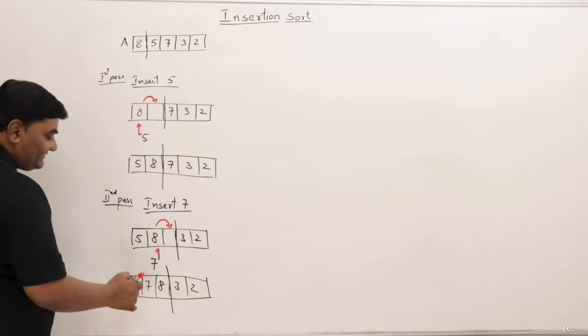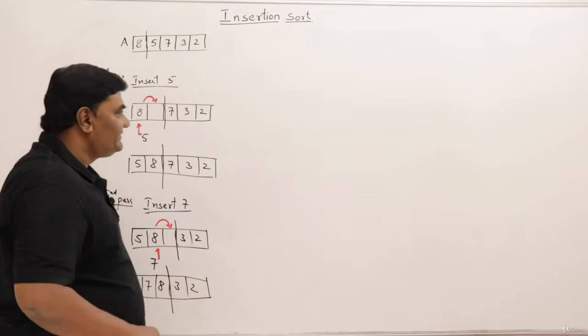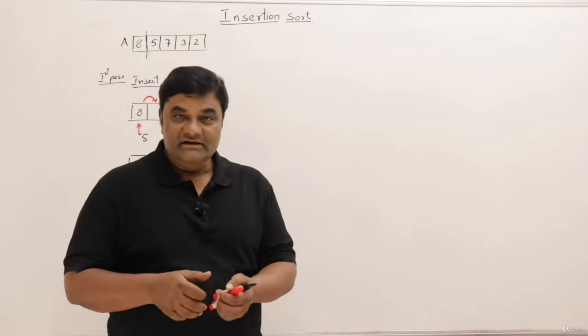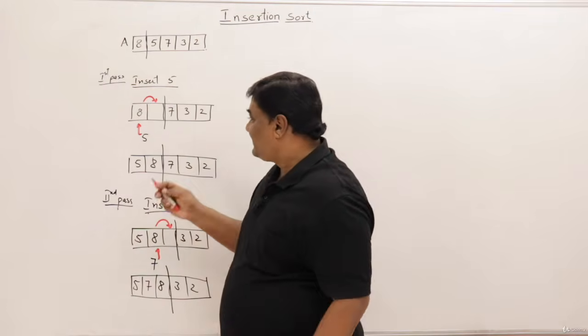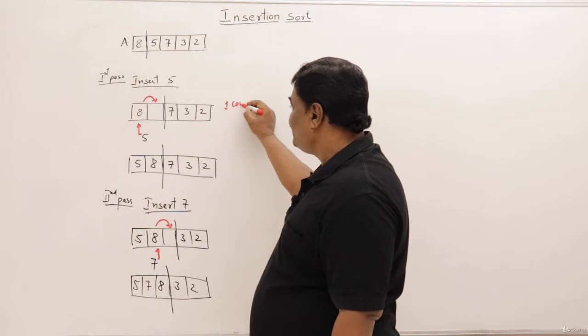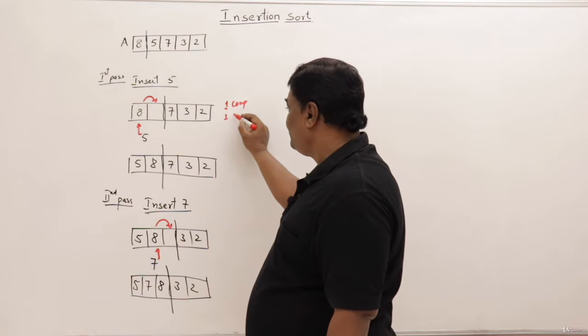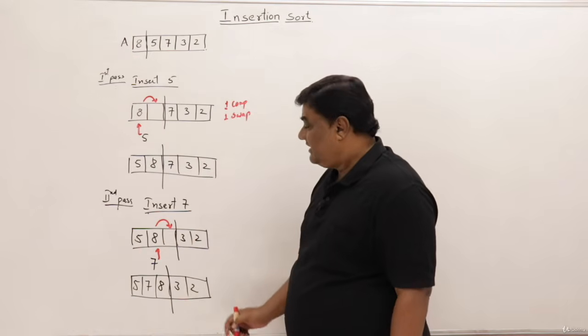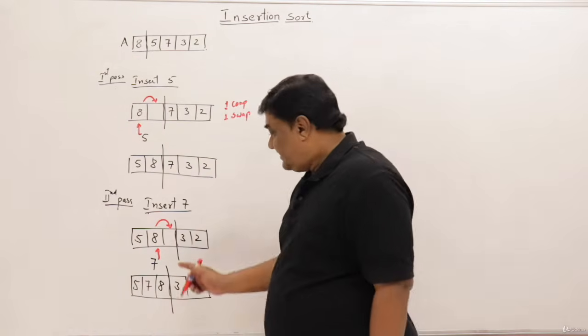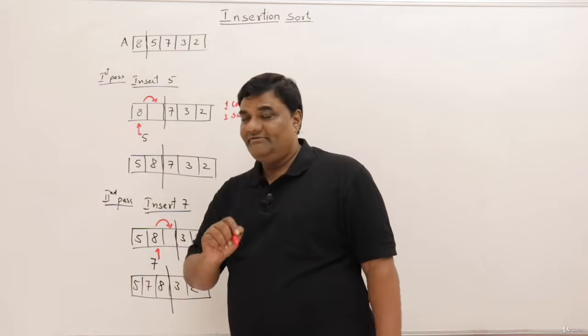Till 3 elements the list is sorted. We will also analyze this one. See, how many elements were compared? Just one comparison. How many swaps, means how much shifting? Only one element was shifted. So let us say one swap. Then in this second pass, how many elements were compared? In our example, only one element was compared.